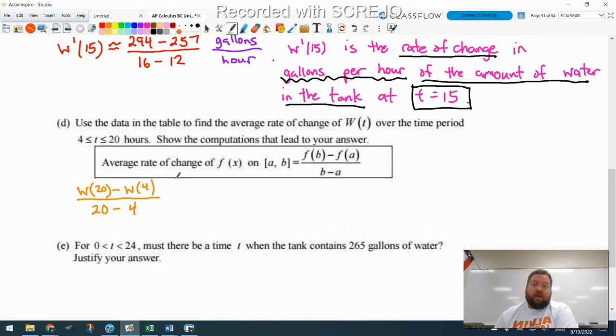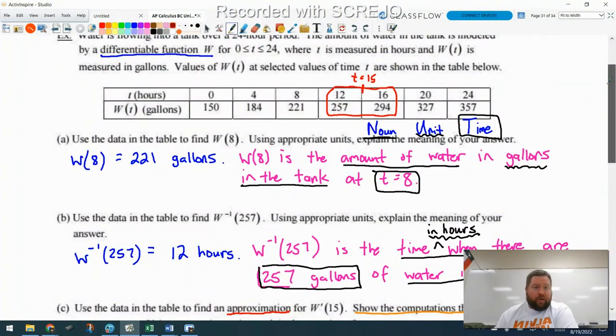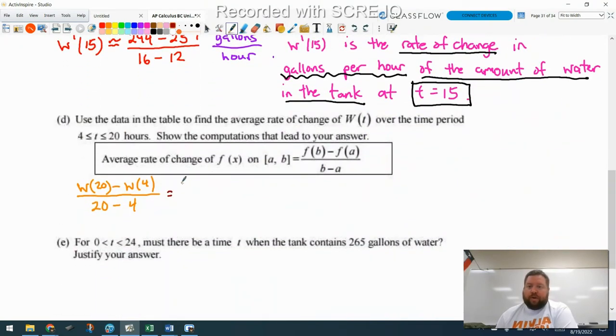answer point. So W of 20 is 327, and W of 4 is 184. So 327 minus 184 divided by 20 minus 4. Don't forget your units. This problem didn't specifically say show your units, but if units are given in the problem, it's always a good idea to put units on your answer.